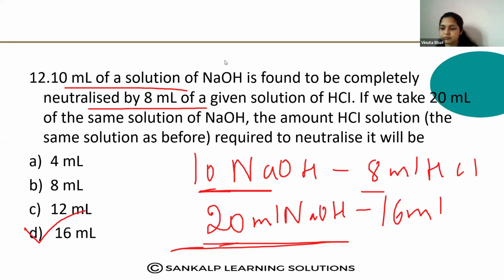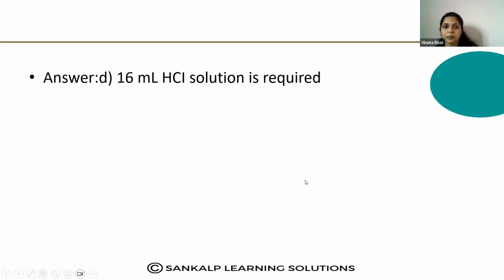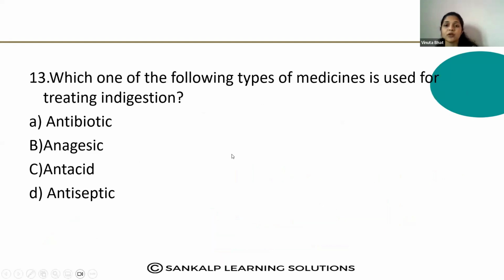Next question. Which of the following types of medicines is used for treating indigestion? Antibiotic, analgesics, antacid, antiseptic. For the indigestion treatment, antacids are used. Option C, antacids. Antacids are used for indigestion.